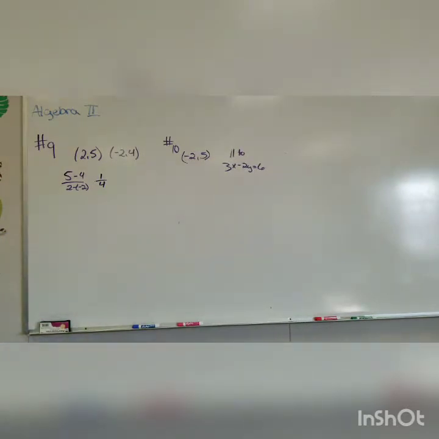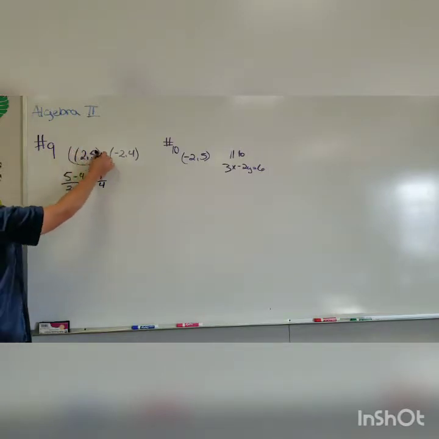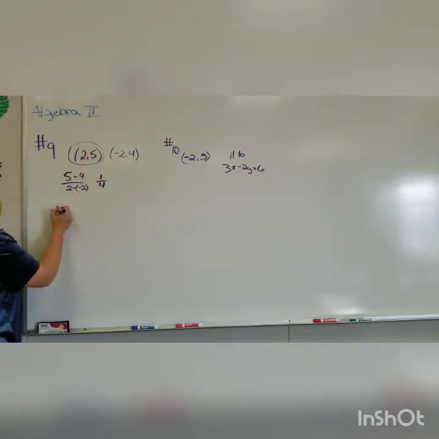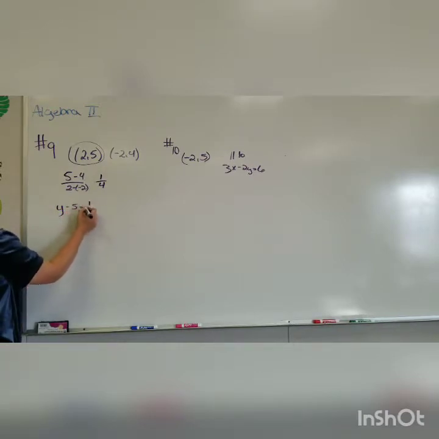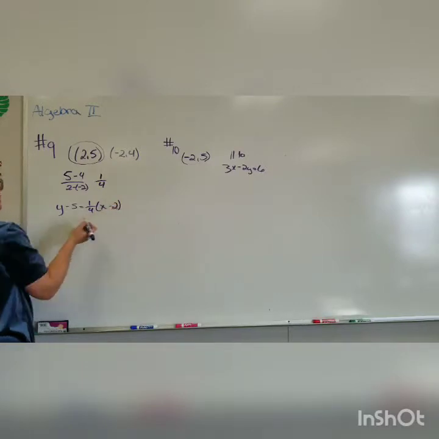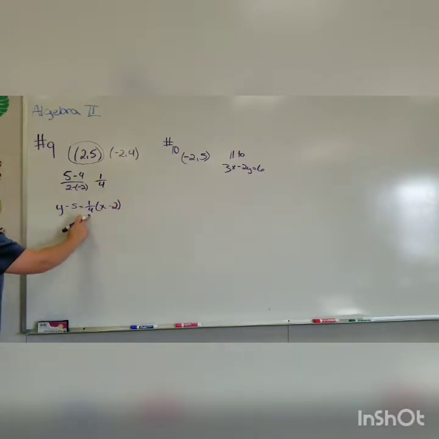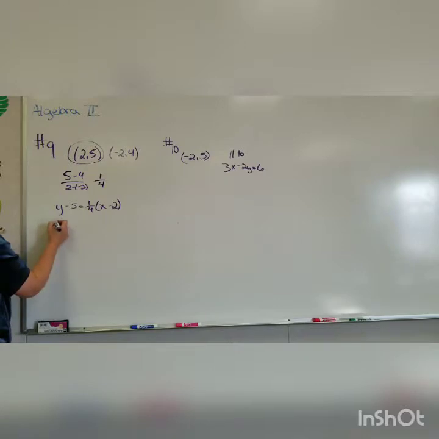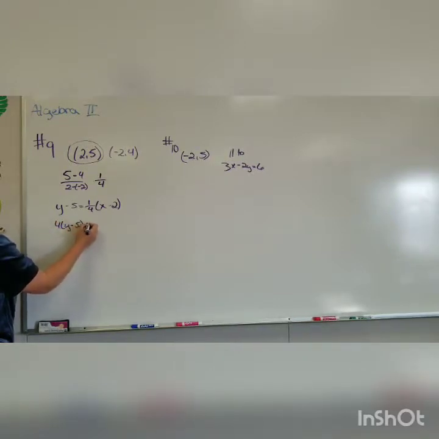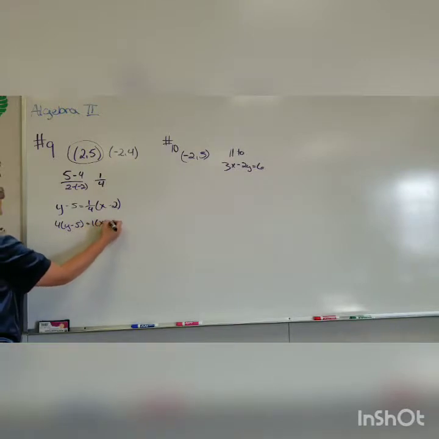Now you're going to put that in your point-slope formula. You can pick either point. I'll use this point right here. So y minus the y point, which is 5, equals slope times x minus the x point, which is 2. All right, when I have a fractional slope, what I do is I move the denominator and multiply it on this side and multiply my numerator on this side.